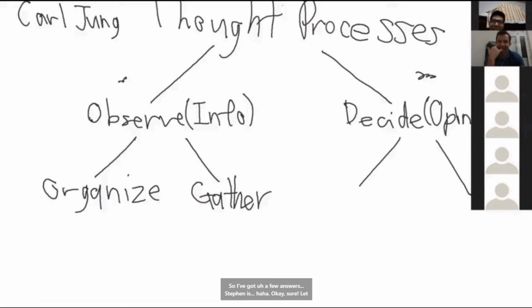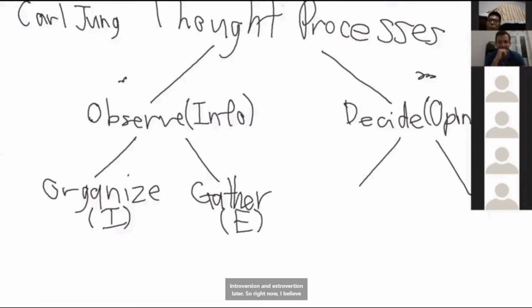Okay, so let me reveal to you the answer here. I see some confusion. Okay, then let me clear the confusion. An organizer is introverted and the gatherer is extroverted. I will go a little bit more into introversion and extroversion later.